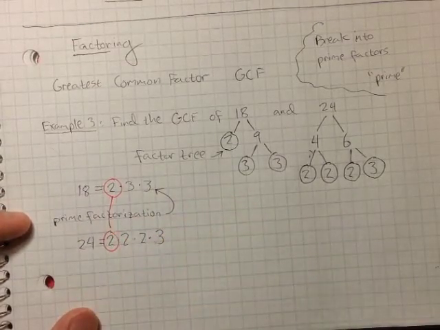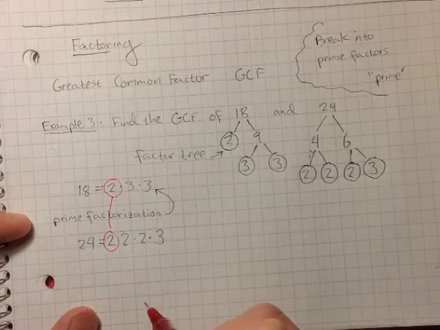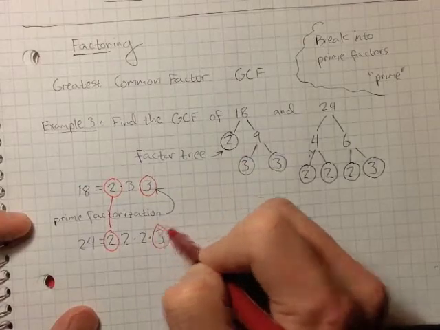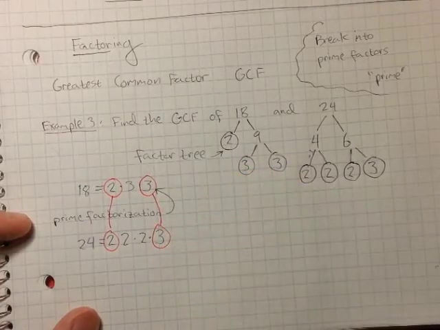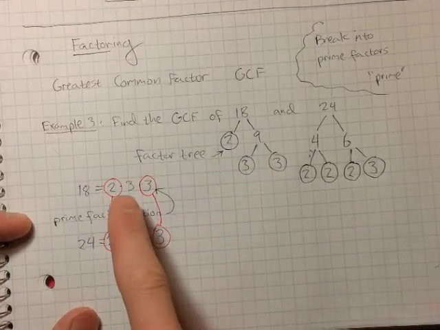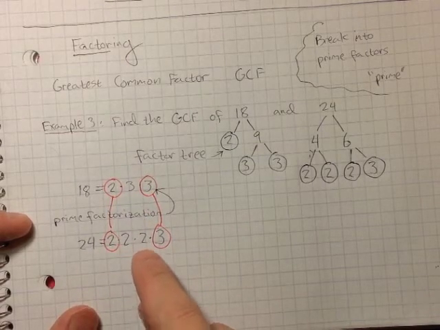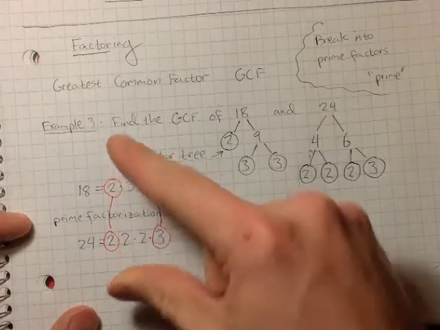Okay? Now, is there anything else in common? Well, yeah, both of these have a 3. There's a 3 here, there's a 3 here. So I'm going to connect them with a line. Now, there's a 3 that's left over up here, and there's a 2 times 2 that's left over down here. But we can't match them up.